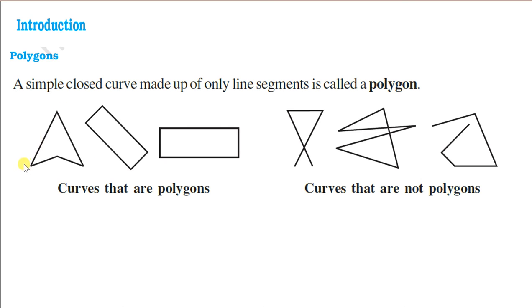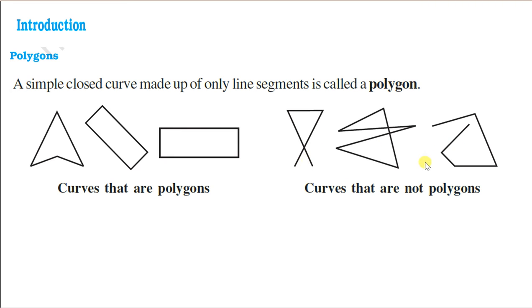Like here we have drawn three figures which are polygons. All these three figures are closed and they are also simple, and made up of line segments. So all these three are polygons. Here these three figures are not polygons.